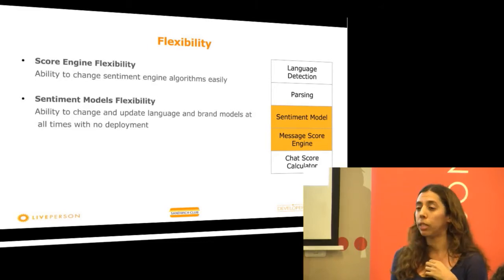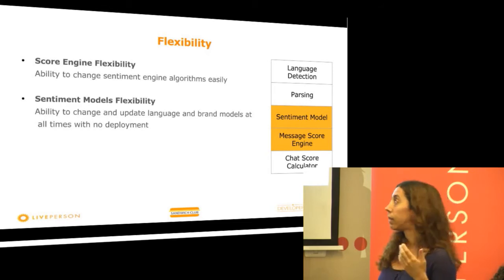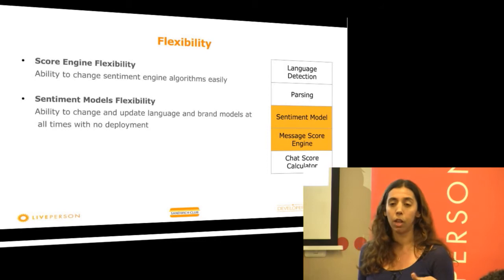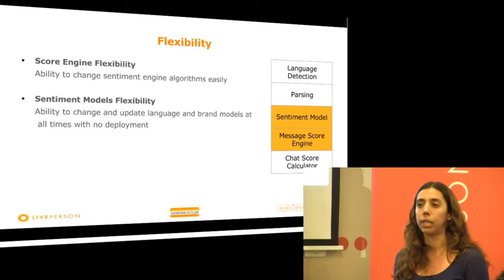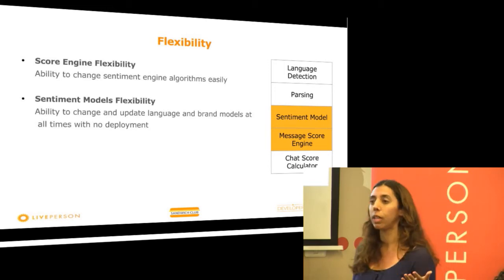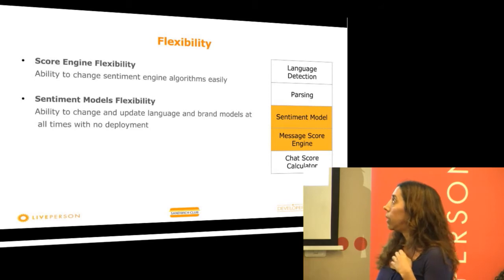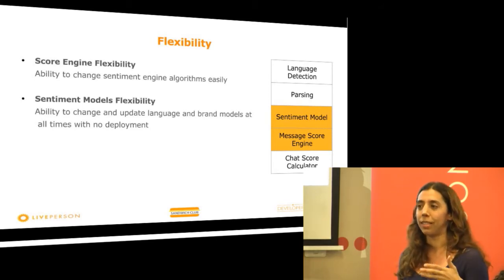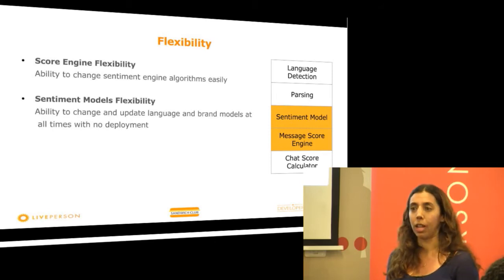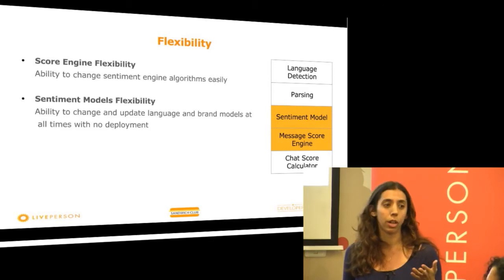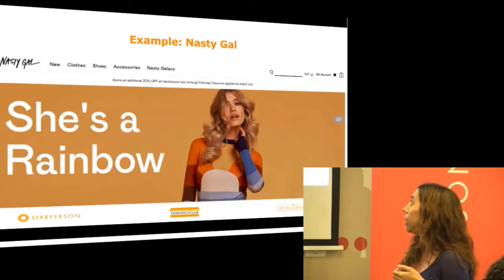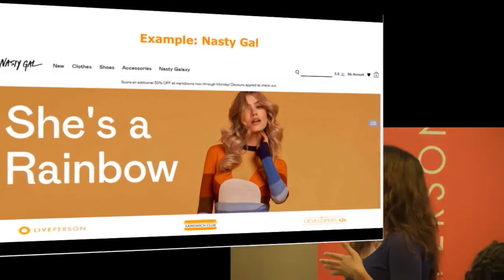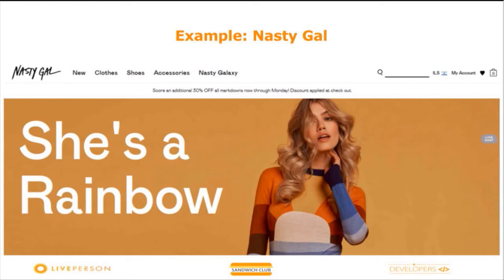Another point is that we wanted to have the ability to update the sentiment model dynamically with no need for deployment. We need the ability to update the sentiment models at a language level and at a brand level. It's important to do that. I will try to explain why we need a sentiment model at the brand level by the following example. Let's think of the word nasty. Nasty in general is a negative word, as you all know. But in the context of the site Nasty Girl, it's not negative. So here we have to build a specific sentiment model for this site, Nasty Girl, in order to generate chats with accurate scores. So this is why we had to do it.